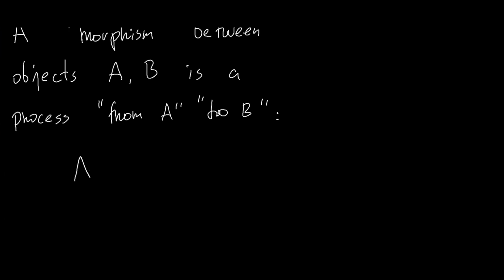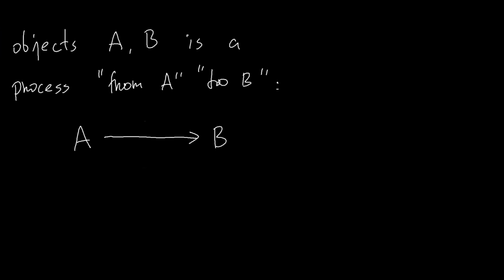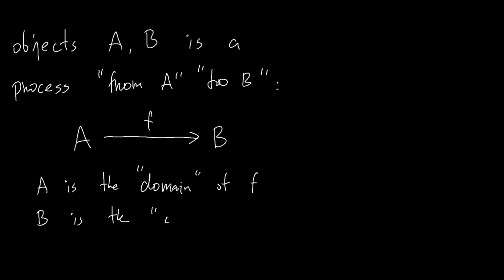So if A and B are objects of mine, then a morphism will be drawn as an arrow that connects A and B, and it goes out from A and it goes into B. If this morphism has the name F, then we would say that A is the domain of F, and B is the codomain of F.